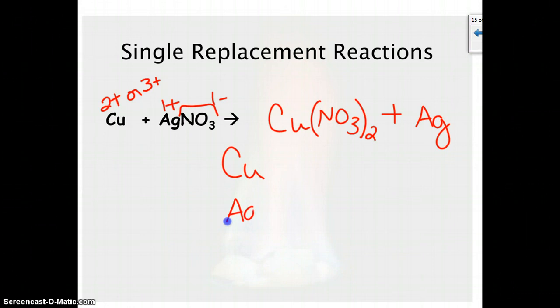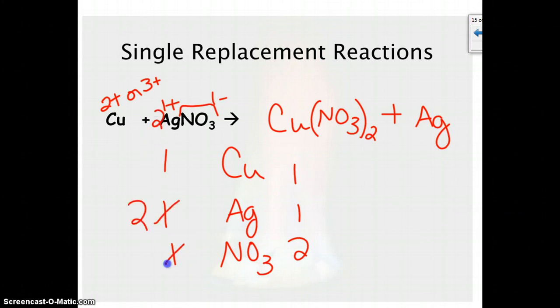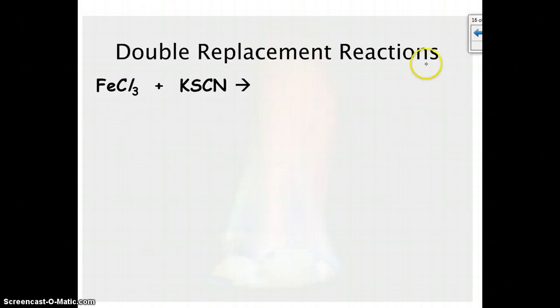So we're going to balance the equation. We've got 2, 1, 1, 1, 1, 1. So we'll put a 2 there, give us 2 Ags, 2 NO3s, and then I put a 2 here, gives us 2 Ags. Okay, all right.